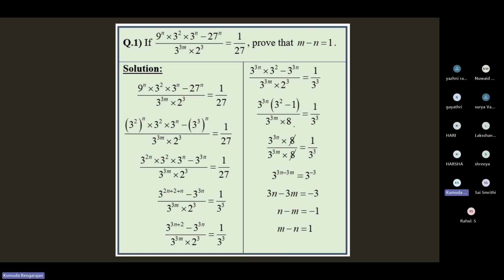So I've written 2 cubed as 8, and here 8 and 8 get cancelled because 3 squared is 9, 9 minus 1, 8. Now we are left with 3 to the power 3n divided by 3 to the power 3m. Bases are same, division, so subtract the powers: 3 to the power 3n minus 3m is equal to 1 by 3 cubed, which can be written as the equivalent of that.